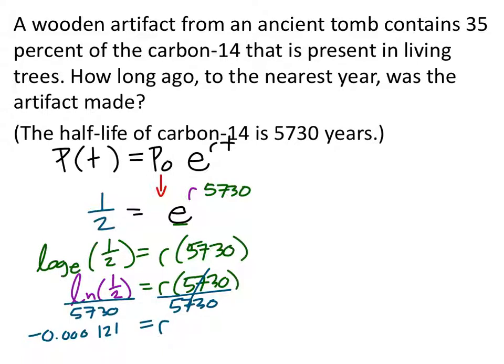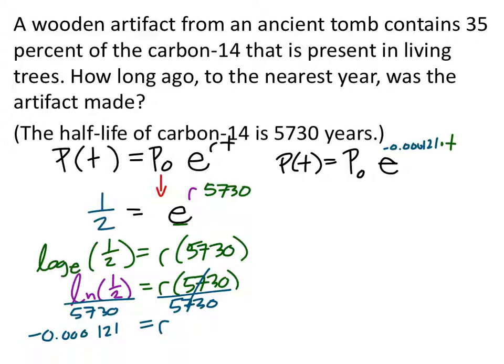Let's look at this in the formula. Let's rewrite it. We're going to make that time. But we have 2 other values that we need to fill in, and we can fill them in. We're asking, how long ago to the nearest year was the artifact made? Now, we've already found the rate based on the half-life. But we're looking at percentages right here.